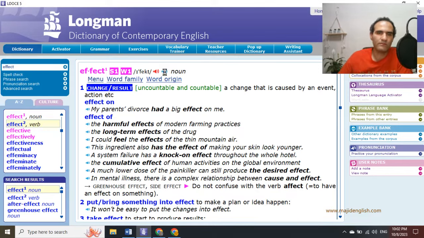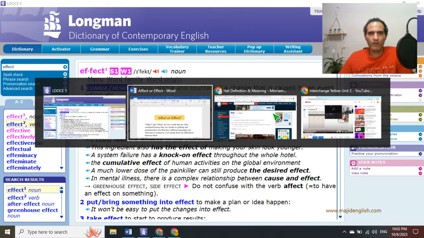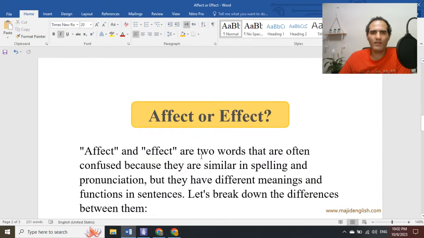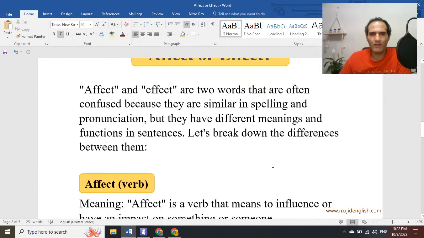Effect, as a noun. Again, the stress is on the second syllable. Just this one is pronounced effect. That one is affect. Very much the same. My parents' divorce had a big effect on me. So, pronunciation wise, they are very much the same. Both of them have their stress pattern on the second syllable.